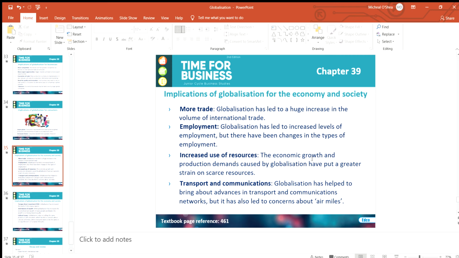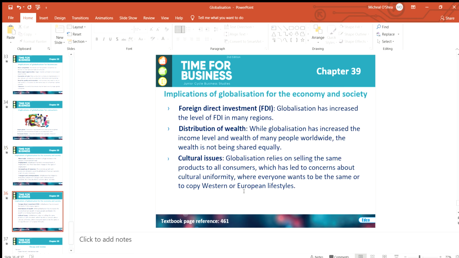Increased use of resources: the economic growth and production demands caused by globalization have put a greater strain on scarce resources. So that's more to do with the environment and scarce resources, especially oil being used up, and transport and communications. We've advances in transport, generally due to delivery and communication networks.